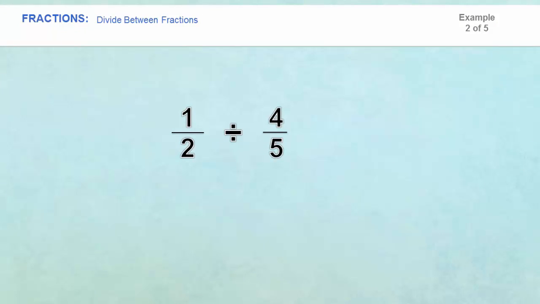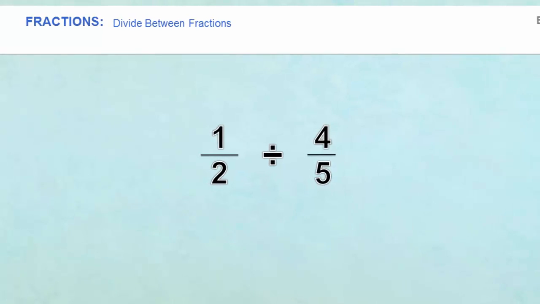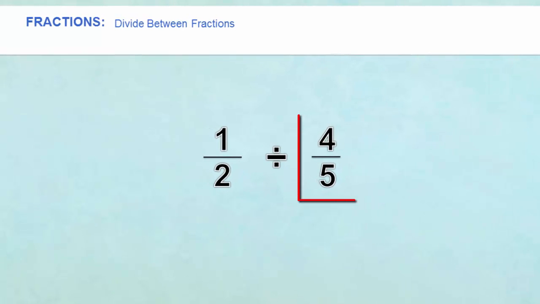Dividing one fraction by another using the mental math technique. In this technique, we do not have to invert or flip the second fraction. To find the answer, first, just multiply the numerator of the first fraction to the denominator of the second fraction. 1 times 5 is equal to 5.